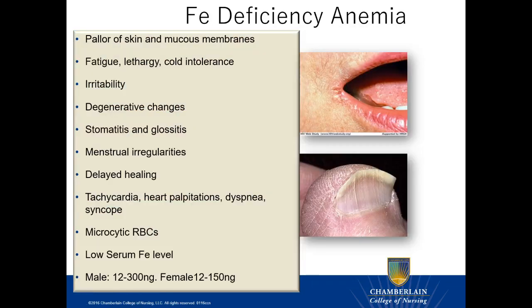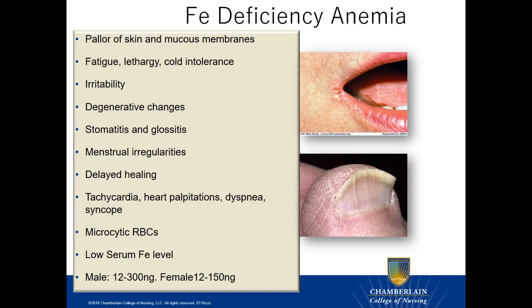Most of these things we talked about, let's run through these. Pallor we talked about. Fatigue. Cold intolerance is something that you may or may not have associated with anemia, but they have very low tolerance for cold. Irritability, degenerative changes, stomatitis and glossitis. You may see mouth sores. May see sores along the lips. You may see sores on the tongue. The tongue may be red and angry looking. So, all of those things are concerning.